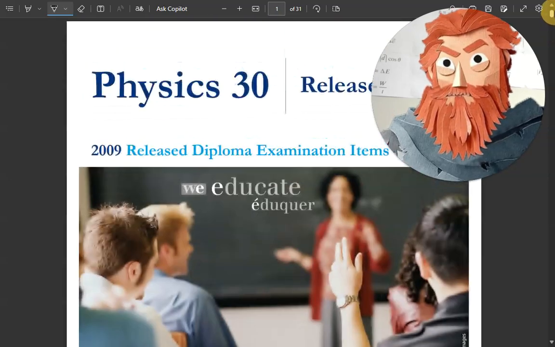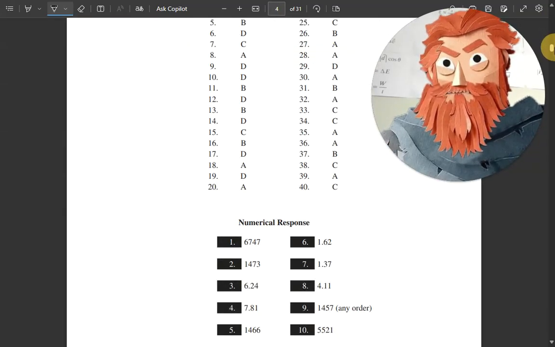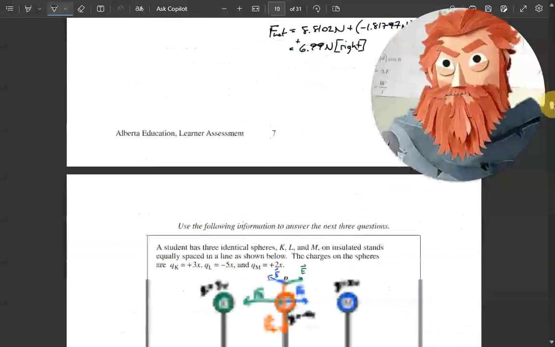I just want to go up here and double check. Did I do that correctly? Yeah, look at that, 6, 7, 4, 7.